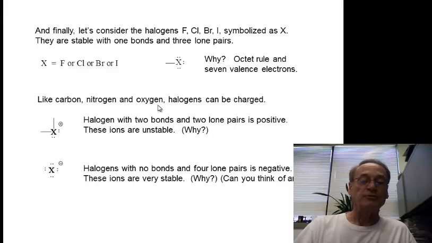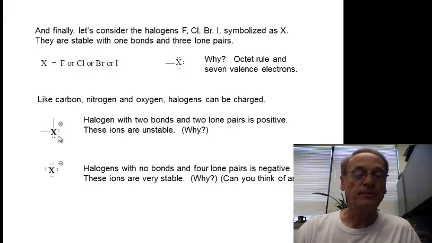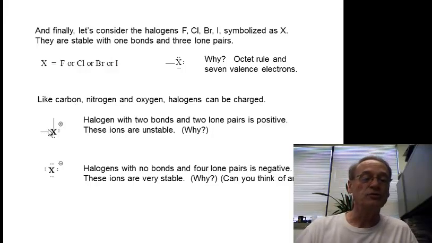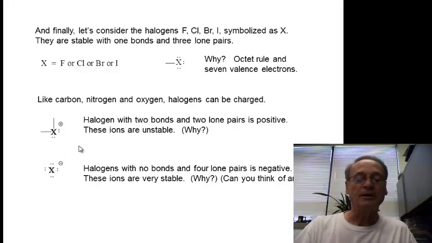But like carbon, nitrogen, and oxygen, halogens can be charged. Notice that if it has 2 single bonds and 2 lone pairs, it will have to have a positive charge because it only has 6 valence electrons instead of 7. It still follows the octet rule, however. These ions typically are not very stable, and we won't see them very often, but they can be because they follow the octet rule.